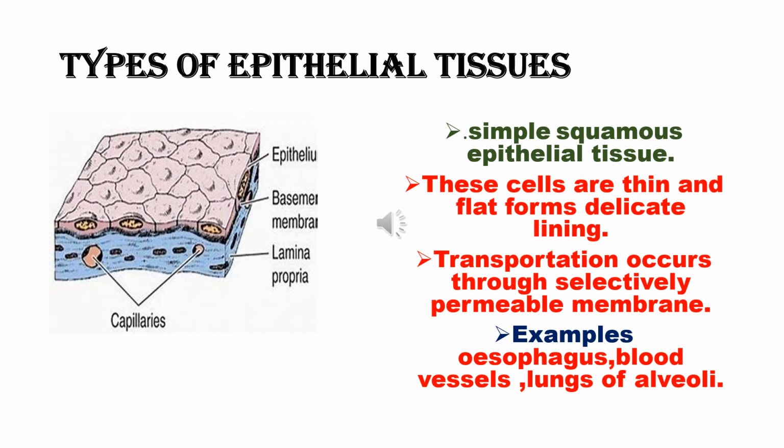In that, the first one is the simple squamous epithelial tissue. These cells are thin and flat. It forms delicate linings of the organs. It helps in transportation through the selectively permeable membrane. Hence these cells, that means simple squamous epithelial tissue, also act as plasma membrane cells. And the examples are, these are present in the esophagus, blood vessels, alveoli of the lungs.